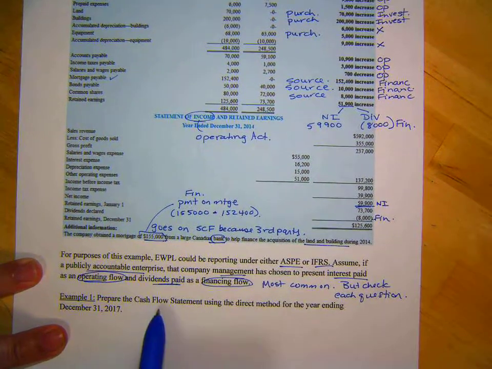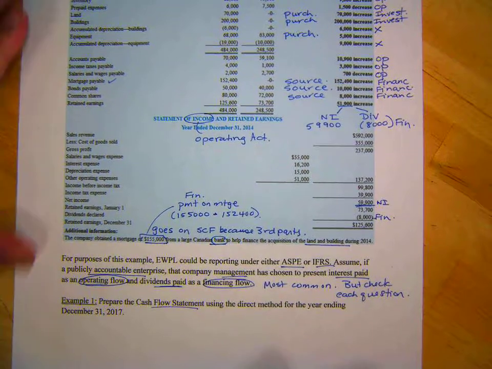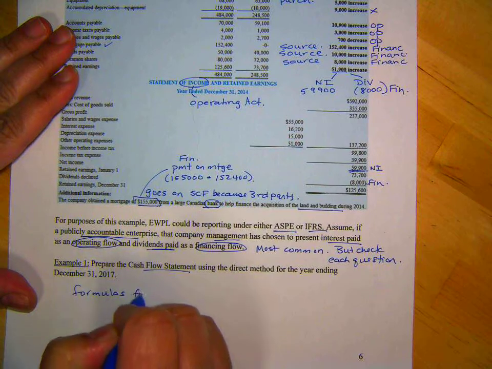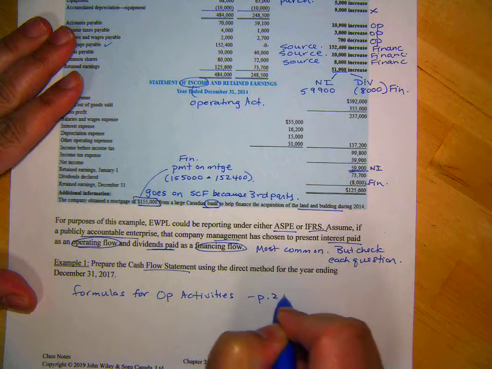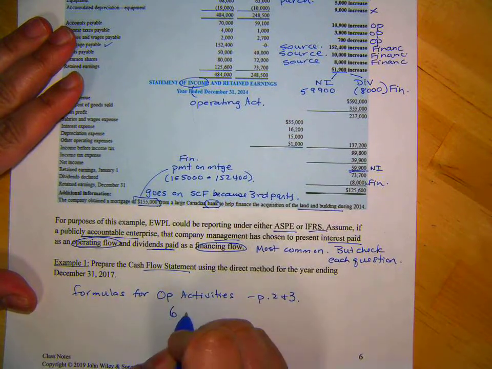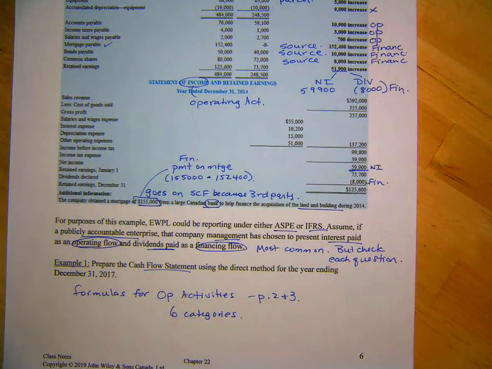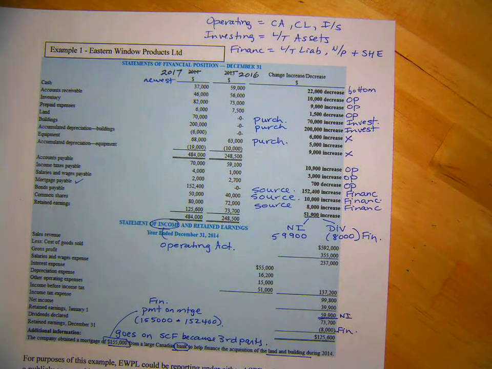Now, one more thing I want to do before we actually go to preparing the cash flow statement. On pages 2 and 3 of your notes, you have your formulas. So your formulas for operating activities, pages 2 and 3. There were 6 categories. What I want to do is look at all the ones we identified as operating and say which category they go in, so that we'll have a little bit of it organized before we go to do it.